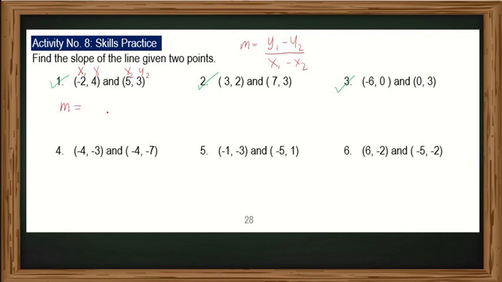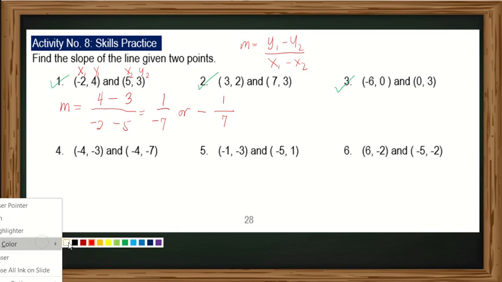So, we have m is equal to, our y sub 1 is 4 minus y sub 2, which is 3. Then we have our x sub 1 is negative 2 minus 5. So we have 4 minus 3 is equal to 1. And then we have negative 2 minus 5 is negative 7. We have to write our answer properly. So positive divided by negative is negative. Align the negative sign to the division symbol of the fraction. So we have negative 1 over 7. Okay? So our slope here is negative 1 over 7.